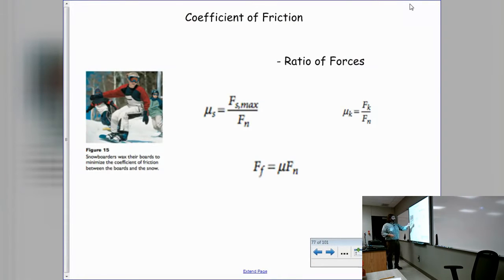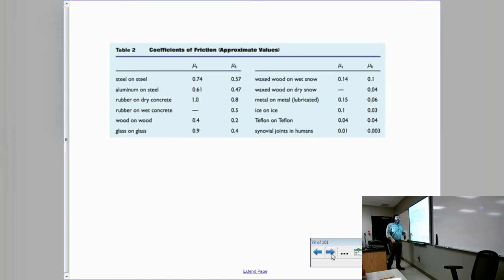Okay, how do we relate it? The ratio of forces: the static force over the normal force, or the kinetic force over the normal force. Or if we're given the coefficient of friction in the problem, we would multiply the coefficient of friction times the normal force to get the friction force. It really depends what we're going for, but you have these on your equation sheet. Now, like I said, different materials have different coefficients of friction. We can think of them as different stickinesses.